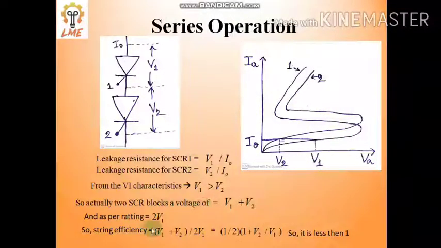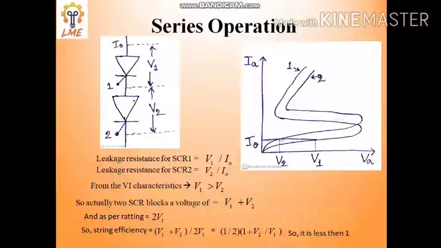And actually they are blocking V1 plus V2. So what is the string efficiency? V1 plus V2 by 2V1. This can be written as half into 1 plus V2 by V1. Here, V2 is less than V1, so this entire quantity is obviously less than 1. So we get an efficiency less than 1. That is the problem: the efficiency is less than 1.